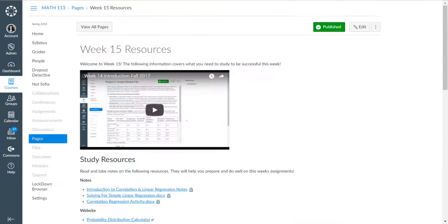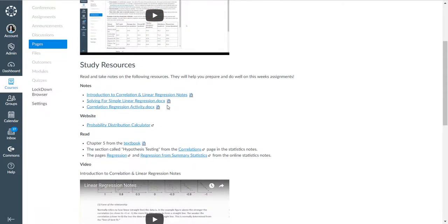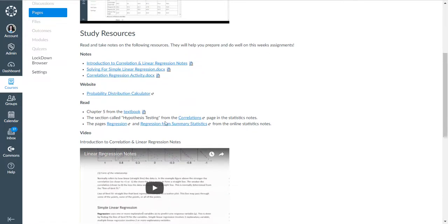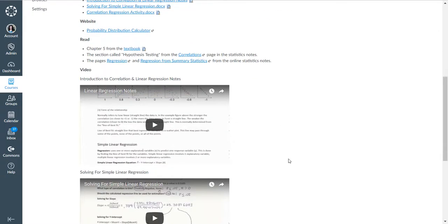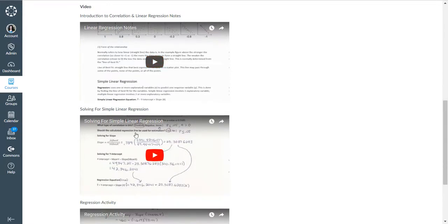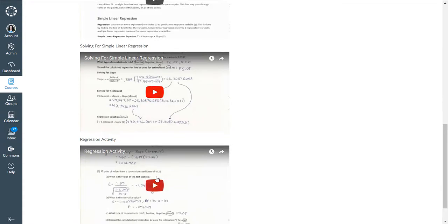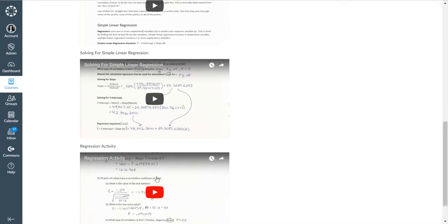So to dig a little bit deeper, here are the week 15 resources. You've got Introduction to Correlation and Linear Regression, Solving for Simple Linear Regression, and Correlation Regression Activity. You also have these other things. The Linear Regression Notes, this is just getting you ready and getting you mentally thinking about what linear regressions are and how they work. Then you've got the Solving for the Simple Linear Regression and the actual regression activity.